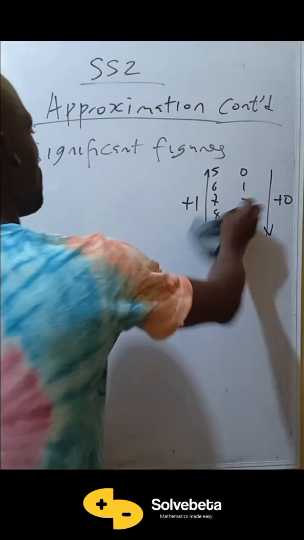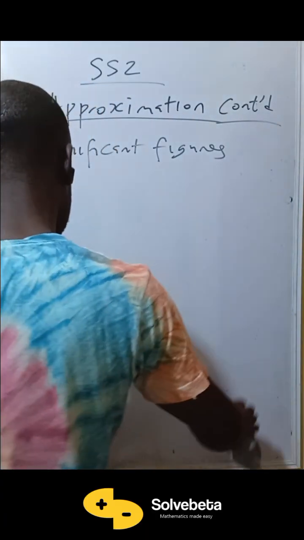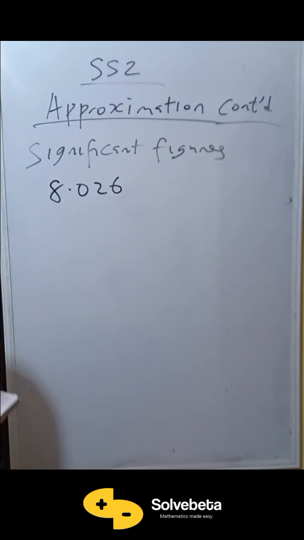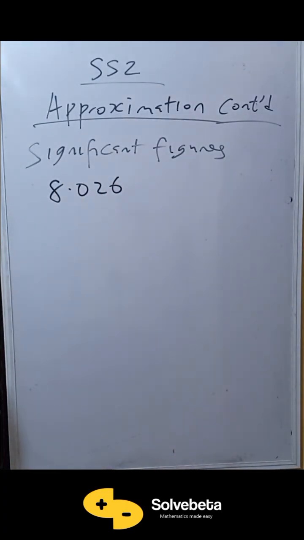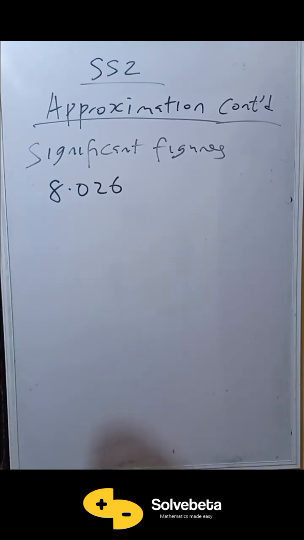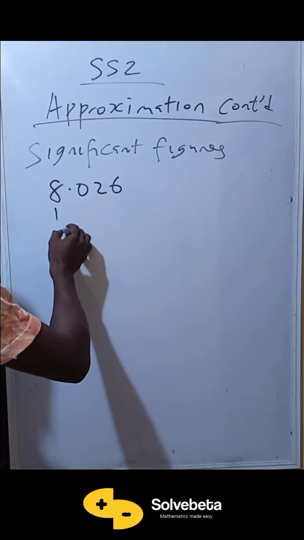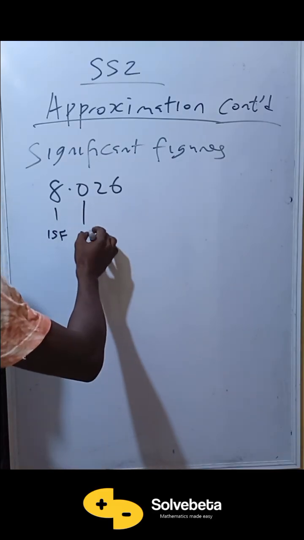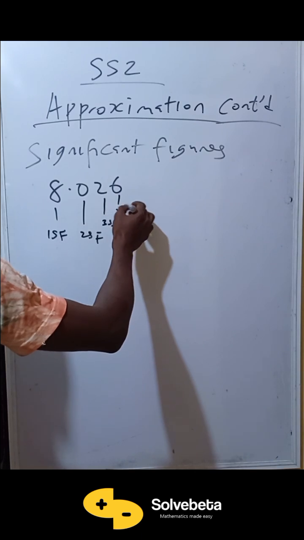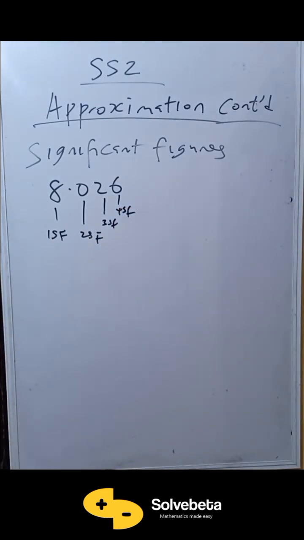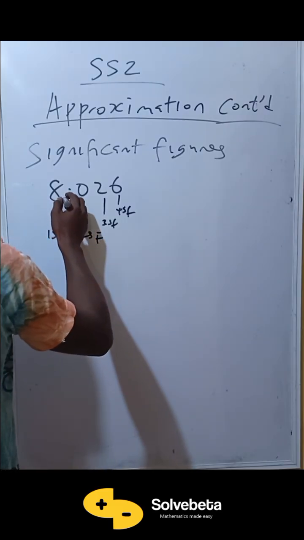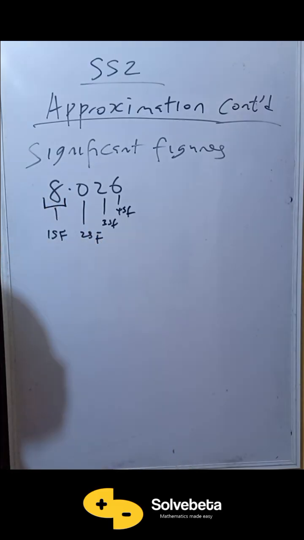Significant figures. How do we round off to significant figures? The first thing, imagine you had this 8.026. Now this is a decimal that is greater than 1. For decimals that are greater than 1, the first significant figure is the first digit. The second significant figure is the second digit. The third significant figure is the third digit, and so on and so forth. A decimal that is greater than 1 is such that the first digit here is greater than 1.